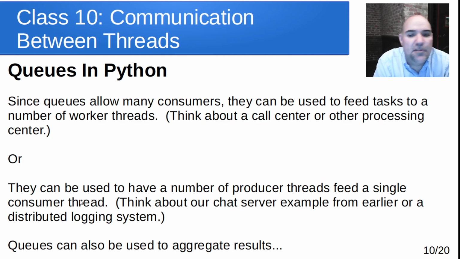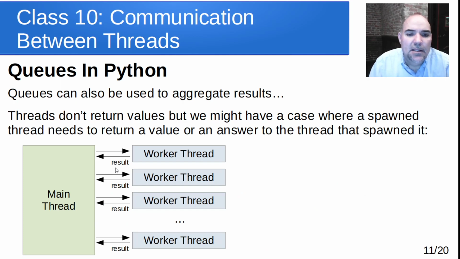Or you might have a number of producer threads feed into a single consumer thread, like the chat server example we had before, or maybe a distributed logging system where you have a whole bunch of threads in your program all making log file entries that need to be tracked. So if something crashes, you can look at the log and know what threads were doing what at what time. That's some uses for queues, a single thread feeding multiple worker threads, or multiple producers feeding data into one single aggregator. Aggregating results can be an important part of how to use these queue objects as well. So let's take a look at that.